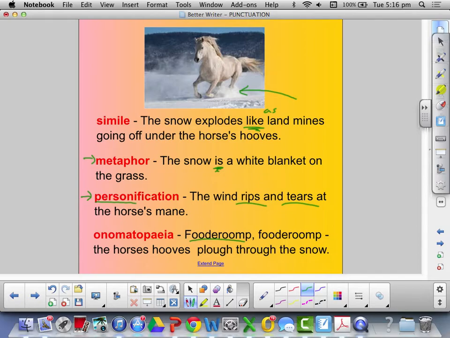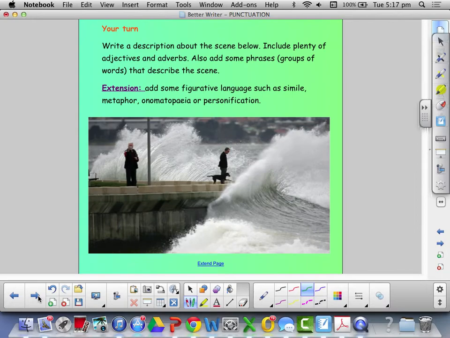Footarump, footarump. That's onomatopoeia. Again, it's a nice, interesting and more advanced way of describing the sounds that we hear in our world. Okay, that's onomatopoeia. Now we're just about done. I'm just going to give you one shot at it now. What you're going to do is look at this picture and then follow the instructions with me up the top here. You're going to write a description about the scene below.